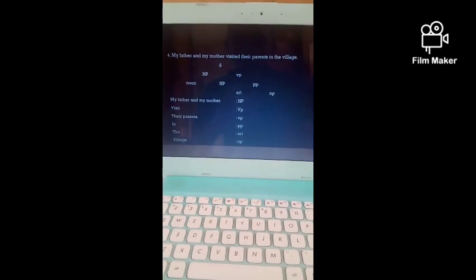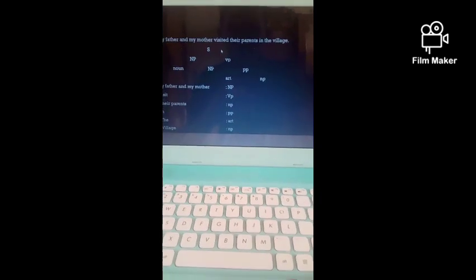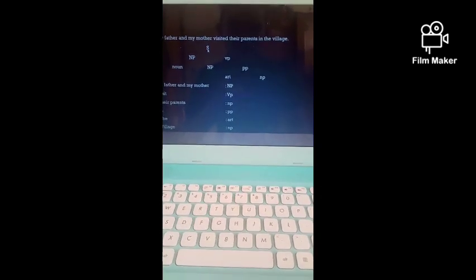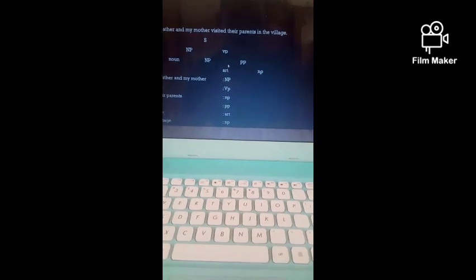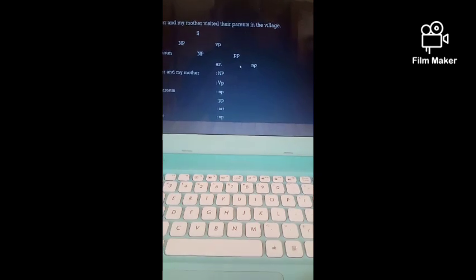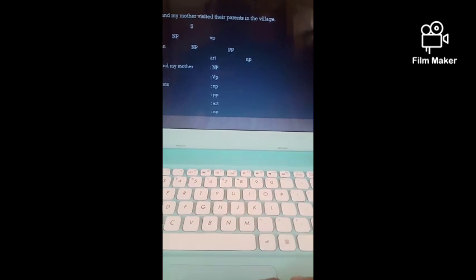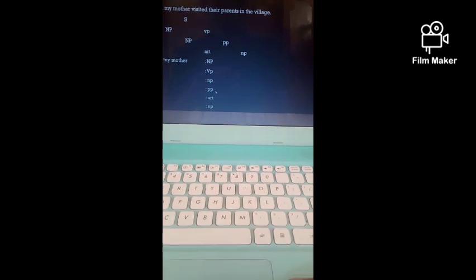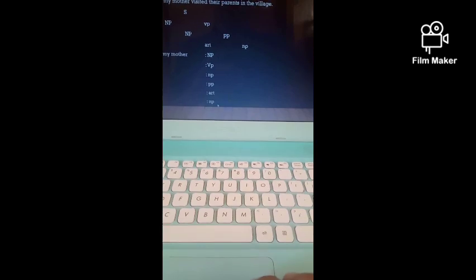Fourth: my father and my mother visit their parents in the village. We start from the sentence: noun phrase, verb phrase, noun phrase, preposition, article, and noun phrase. My father and my mother is a noun phrase. Visit is a verb phrase. Their parents is a noun phrase. In is a preposition. The is an article. Village is a noun phrase.